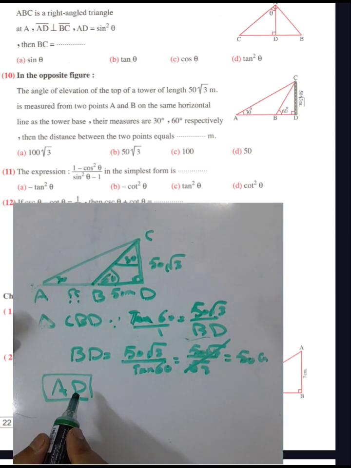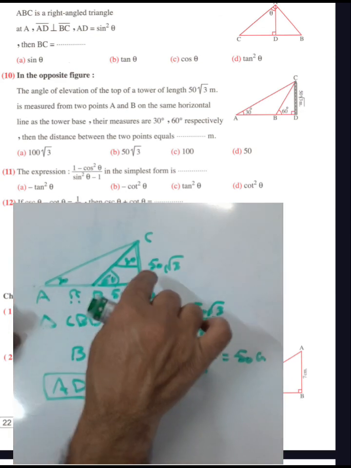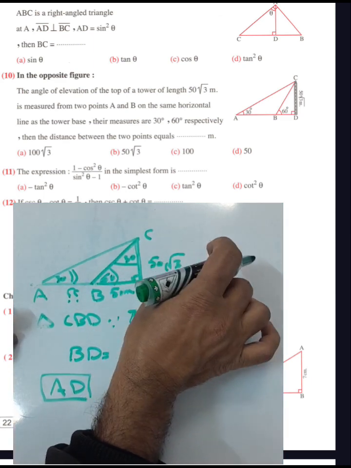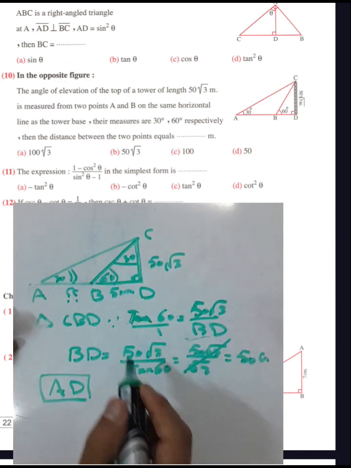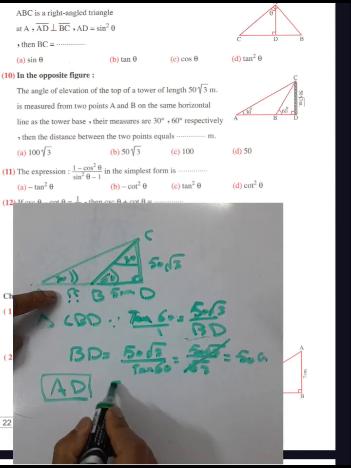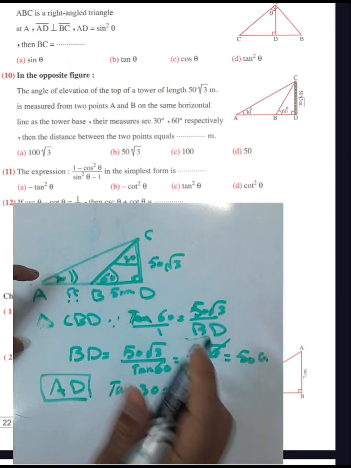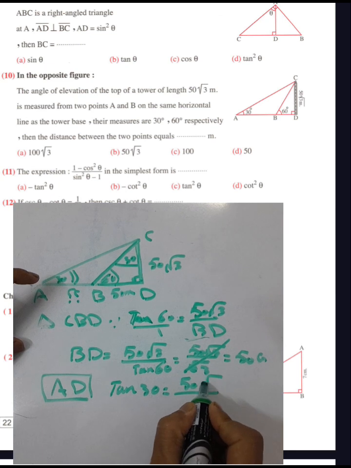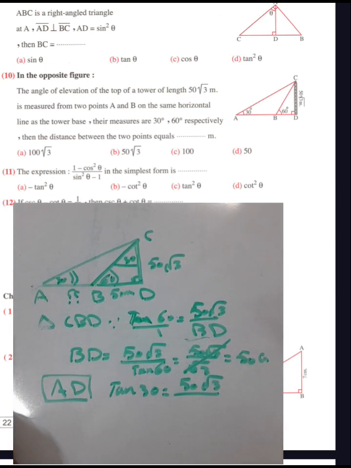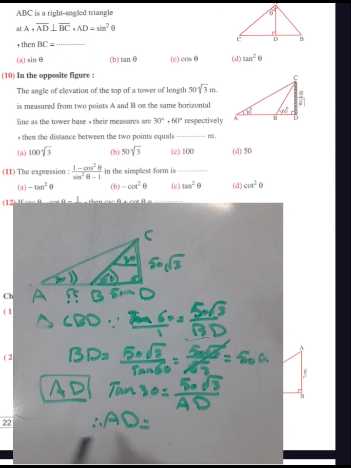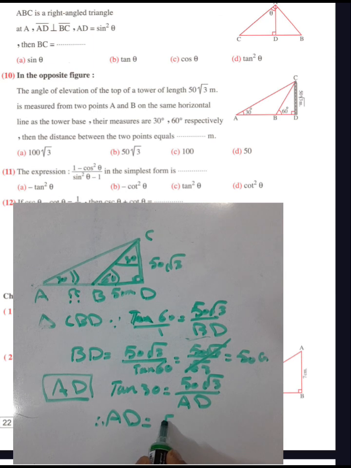ED, how can we find it? We have angle 30 here and opposite 50√3. Then we can find ED using what? Right, tan 30. Tan 30 will be opposite over adjacent, right? 50√3 over ED. Then we can find the length of ED by cross multiplying, 50√3 and the product with tan 30.